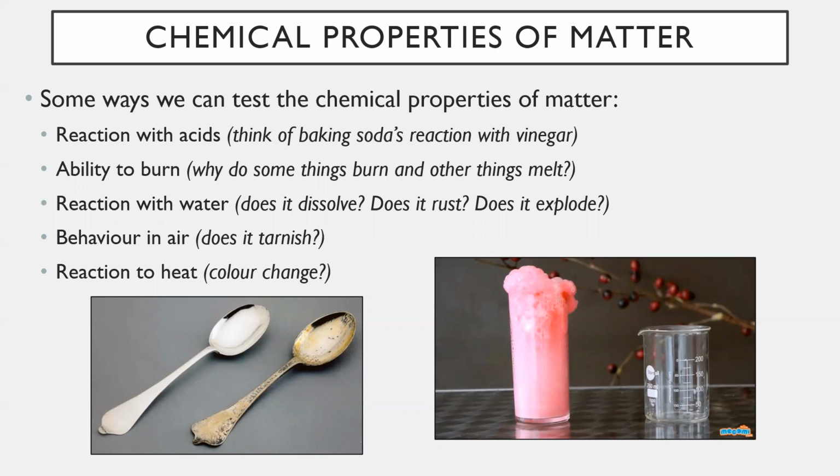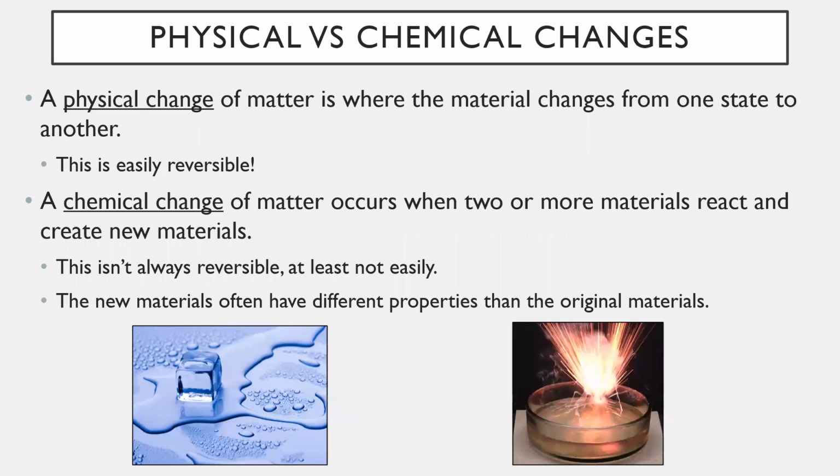And then lastly, reaction to heat. Some things, when you heat them up or cool them down, there's a color change. That could be actually a chemical property. Sometimes it's a physical property, though, like if you heat up metal and then it glows red, that would be more it's starting to turn into a liquid, which is a physical property. But again, reaction to heat can be another thing that is a chemical property.